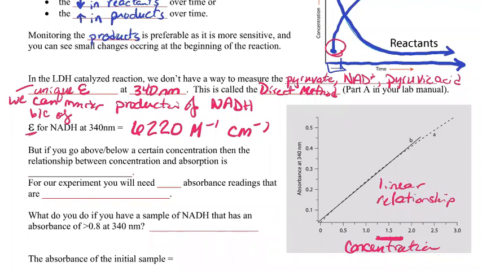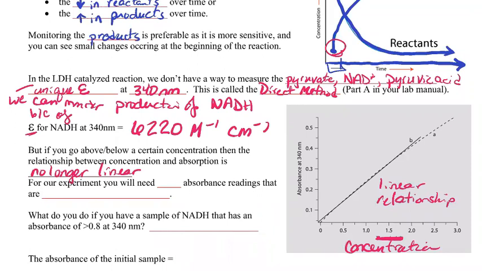Okay, so that linear relationship works to a certain point. Once you get above an absorbance of about 1, you stop being linear. If you go above or below a certain concentration, the relationship between concentration and absorbance is no longer linear. It's linear only for a portion.